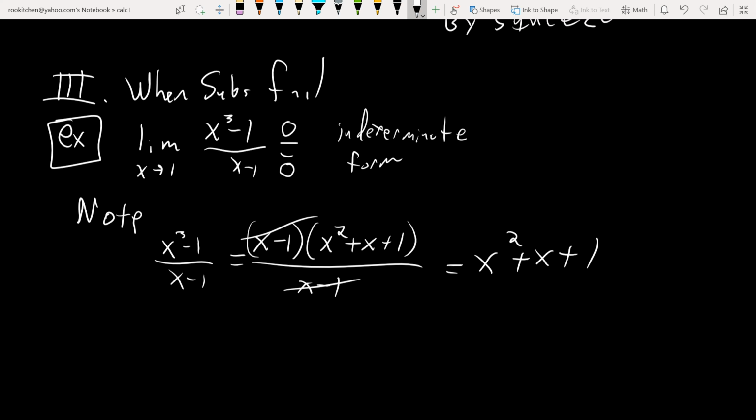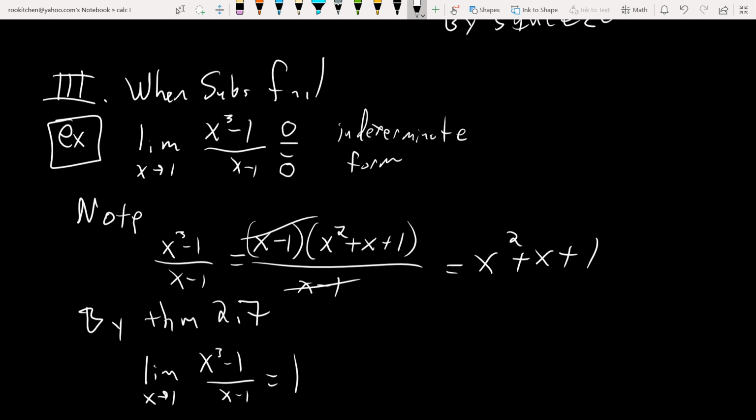So it's a theorem in the book. By theorem 2.7, the limit as x goes to 1 of x cubed minus 1 over x minus 1 is really just equal to the limit as x goes to 1 of x squared plus x plus 1. And we know how to get the limit of polynomials, just sub in 1. So that would be 1 plus 1 plus 1, which is 3.